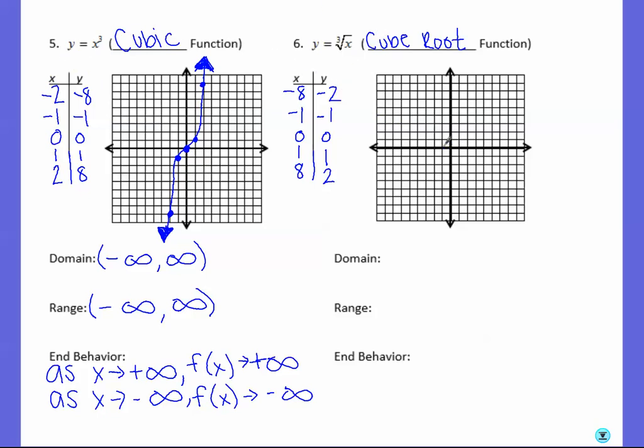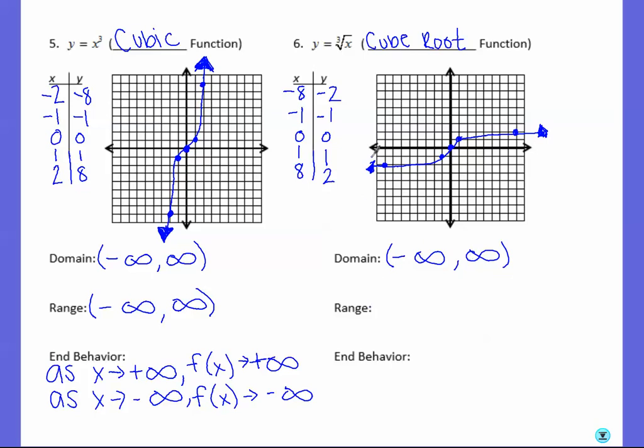So let's plot them and see what these look like. (-8, -2), (-1, -1), (0, 0), (1, 1), and (8, 2). Connect our dots, and it kind of looks like a flattened out S. So, since there's an arrow on the left and an arrow on the right, our domain is -infinity to infinity.